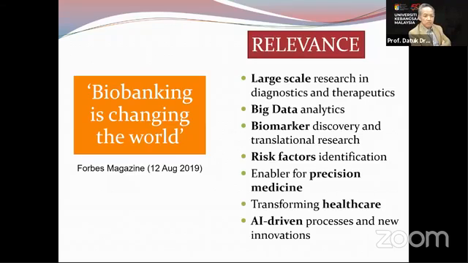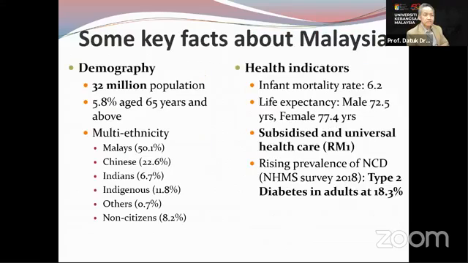It will also allow biomarker discovery and translational research, and allow us to identify risk factors and associate them with diseases. And of course, as we talk about precision medicine now, biobanking and large population-based studies are a strong enabler for precision medicine. At the end of this, all these results would transform healthcare. And now we have artificial intelligence driving a lot of the processes for biobanks and also cohort studies.